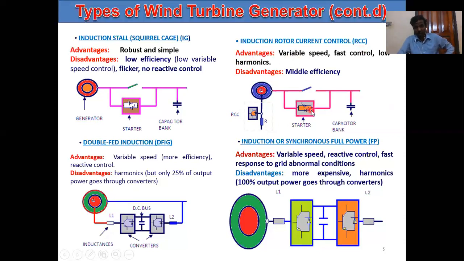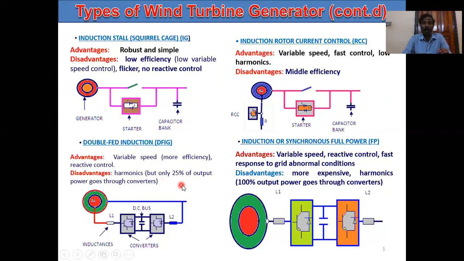What is the main advantage? Variable speed, fast control, low harmonics. Disadvantage: medium efficiency. And the main part, the double fed induction generator. What is the advantage? Variable speed, more efficiency, reactive control. And disadvantage: harmonics. This is the main effect.